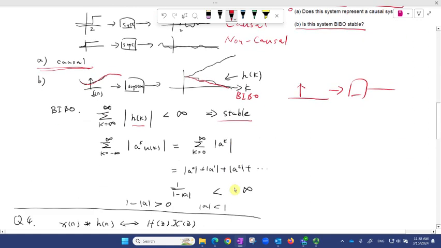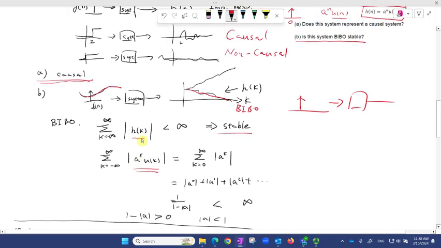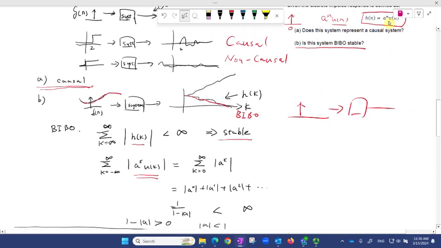This is the definition, and we just look at whether this one is stable or not. This is from the question, and that's the response. If we collect the response from k equal to 0, because there is a unit step function, then we get this power series, and you can see that's the sum of the series.